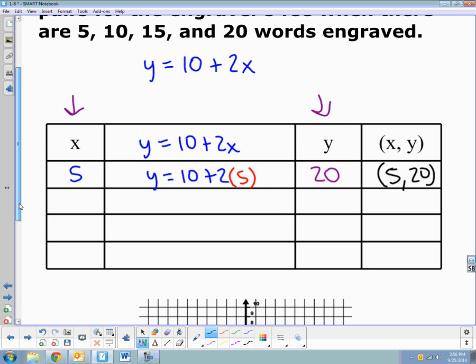We'll do another one here. Once you have the equation set up, it's as simple as plugging it in. It's called plug and chart. You just plug it in and you do it. So I've got 10 items to engrave, 15 items to engrave, 20 items to engrave. Let's see what happens.